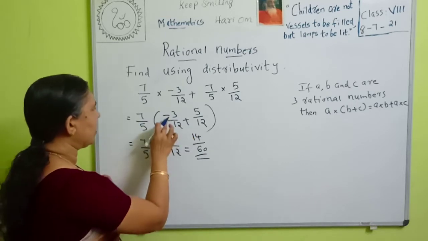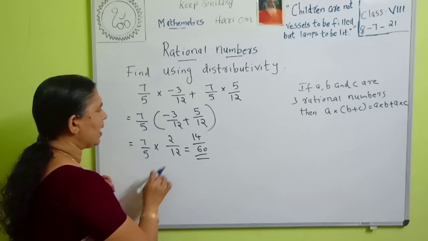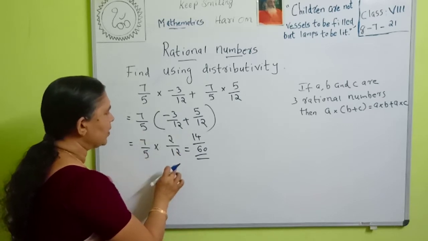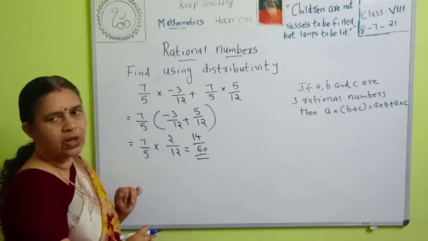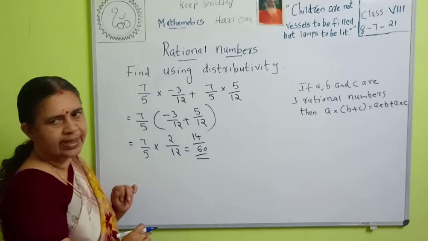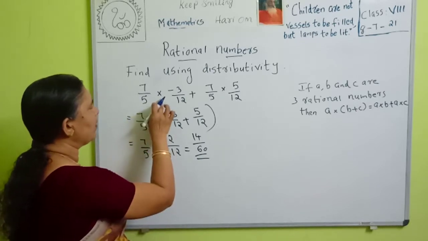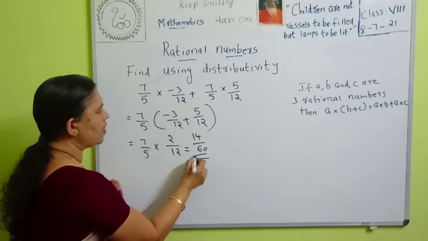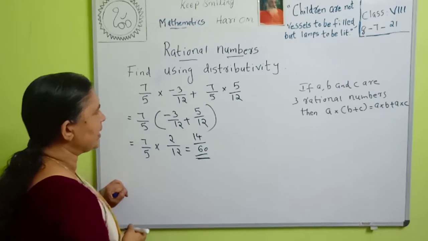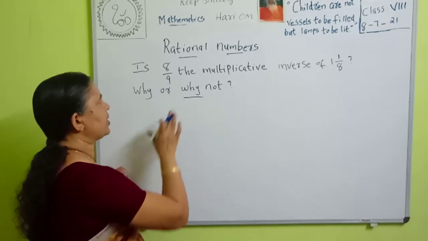Then what is minus 3 by 12 plus 5 by 12? It is equal to 2 by 12. So 7 by 5 into 2 by 12. That is equal to 14 by 60. Therefore, 7 by 5 into minus 3 by 12 plus 7 by 5 into 5 by 12 is equal to 14 by 60. Next question.